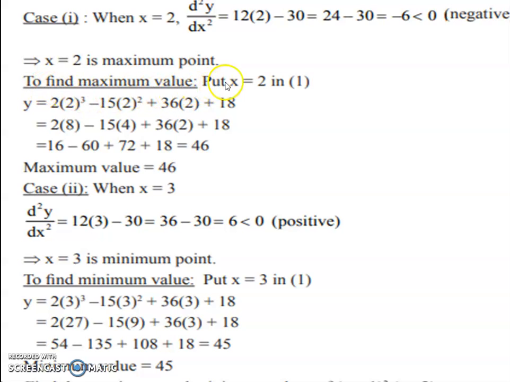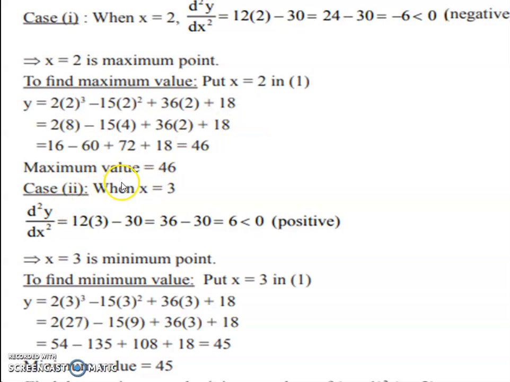To find the maximum value, put x equal to 2 in equation 1. So y is equal to 2x cube minus 15x square plus 36x plus 18 is the equation. We put the value x equal to 2 instead of x. 2 cube is 8, 2 square is 4, 2 remains the same, 18 remains the same. 8 into 2 is 16, 15 into 4 is 60, 36 into 2 is 72, and 18 remains the same. After simplification, we get 46. So the maximum value is 46. So our point is 2, 46.